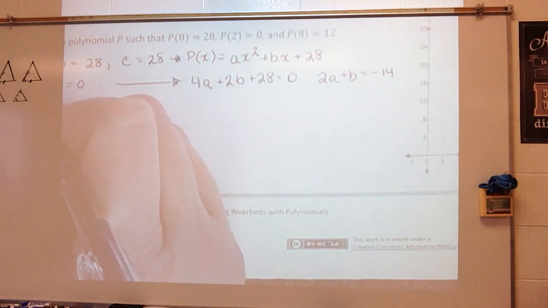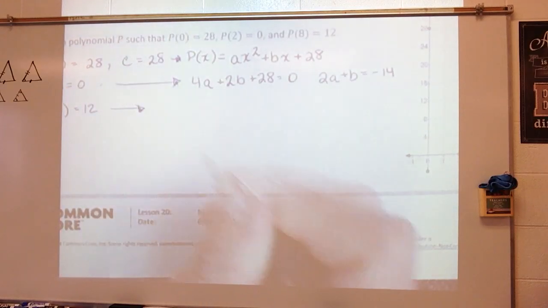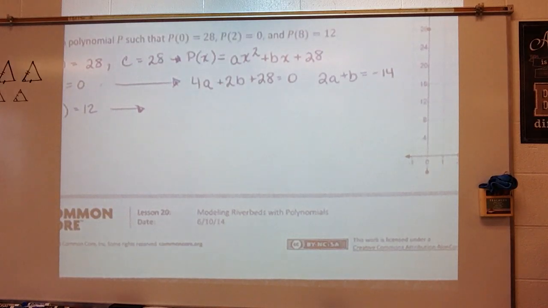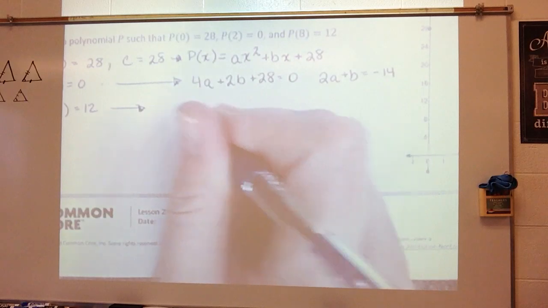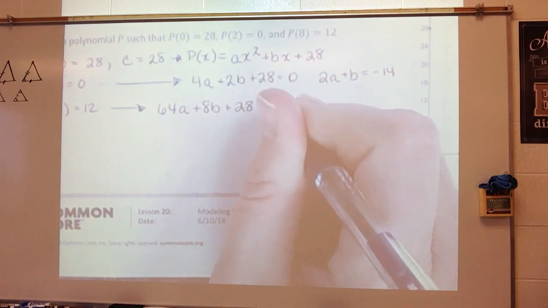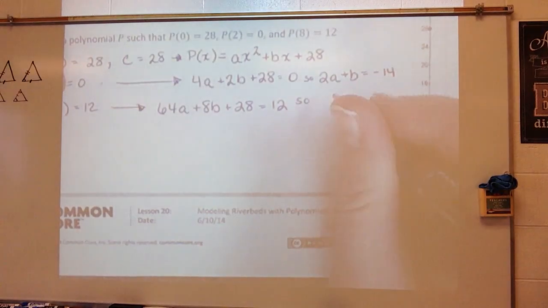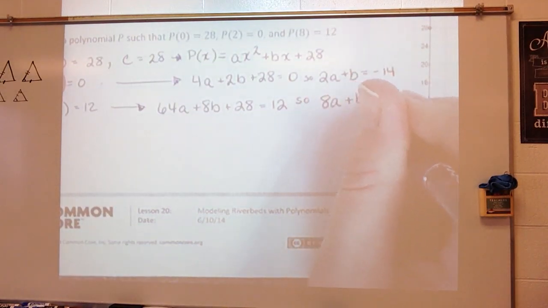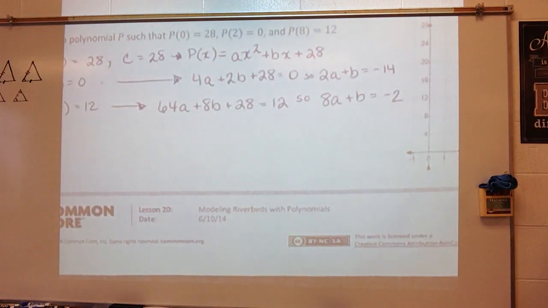So since p of 8 is equal to 12, I get 64a plus 8b plus 28 is equal to 12. So 8a plus b is equal to negative 2. Now I have a system of equations here.